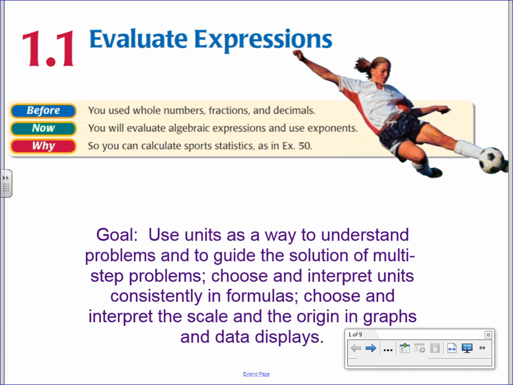A lot of what you're going to see in this first chapter should hopefully be review for you. I'll teach it like you've never seen it before, but hopefully this is a good way to ease into the year, just some easy stuff at the beginning. So 1.1, what we're doing today, evaluating expressions.